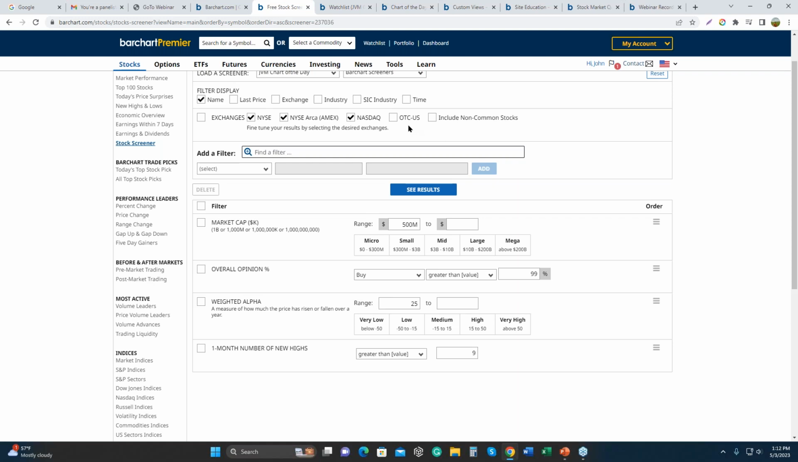So the first thing I want to do is choose stocks that are traded on exchanges only: the New York Stock Exchange, Amex, and NASDAQ. I don't want to be in the over-the-counter or the pink sheets or anything like that, because later on I'll talk about stop losses, and I can't use stop losses on those other platforms. So I want to be on a major exchange.